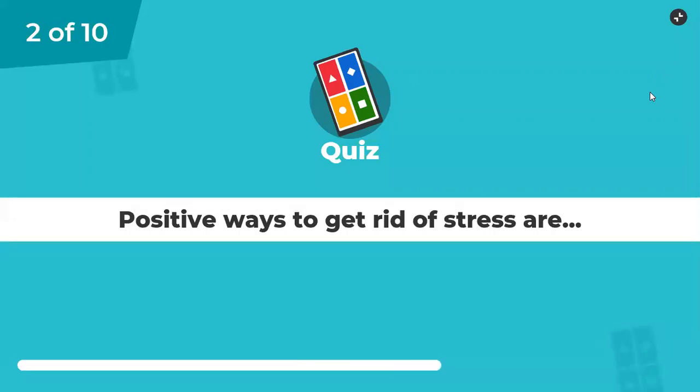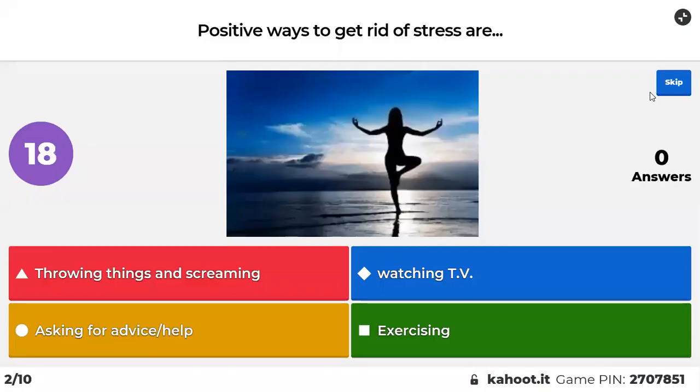Positive ways to get rid of stress are, this is a multiple choice question.